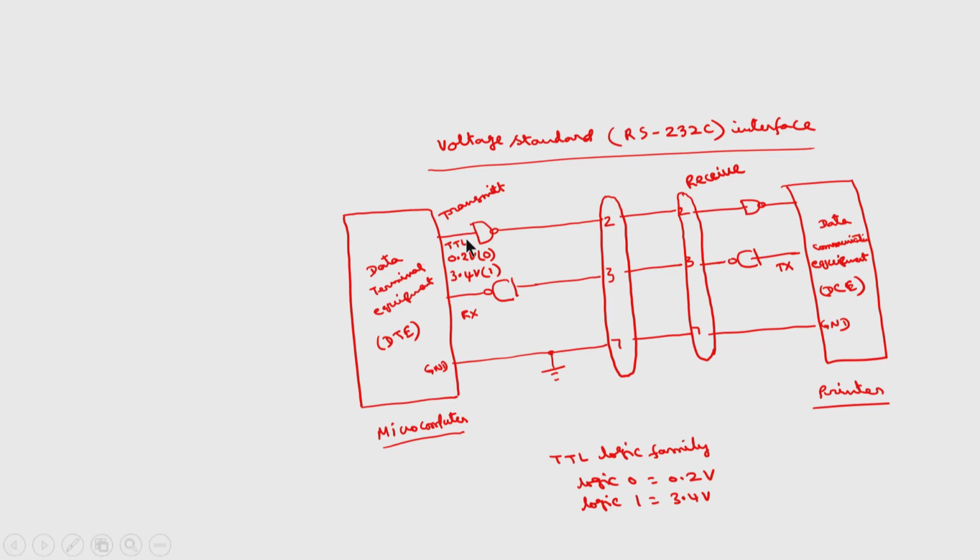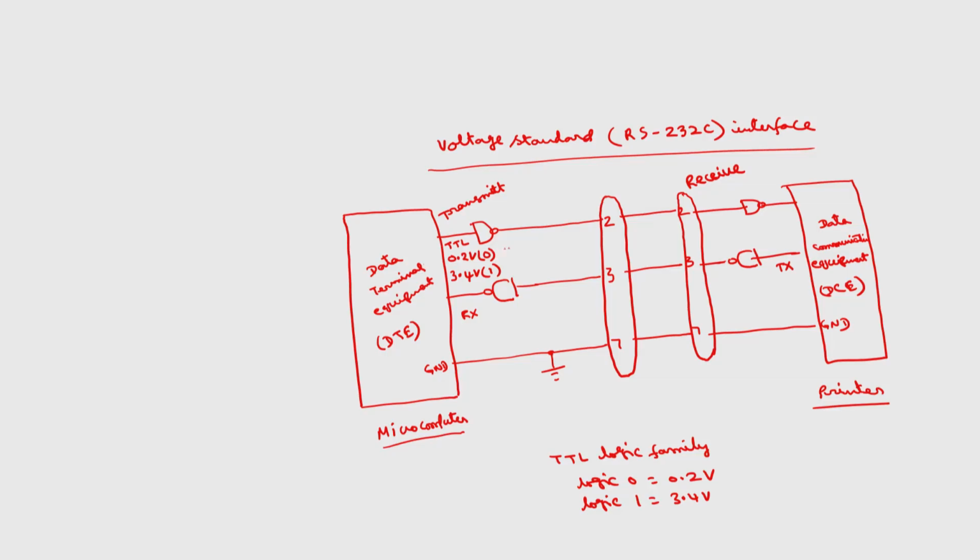But RS-232C will not support TTL signals. So it has its own logic 0 and logic 1. Logic 0 is plus 9 volts and minus 9 volts is logic 1. This is logic 1, logic 0. These are the voltages supported by RS-232C.